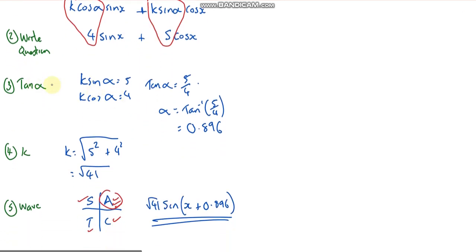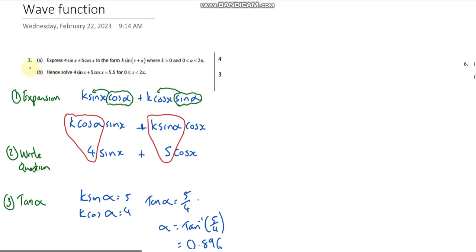Okay. Do your tan alpha, which is just a sine over cos. You should know that. This is always positive. But then down here, if you were putting a positive number in, you'd say, well, where is tan? Negative. Okay. And your k value, just squaring these values, sine squared and cos squared come out as 1, and then the k squared, that's why we root it. So you're really just doing 5 squared, 4 squared, square root. Same as Pythagoras. So that's us done that as a wave function.